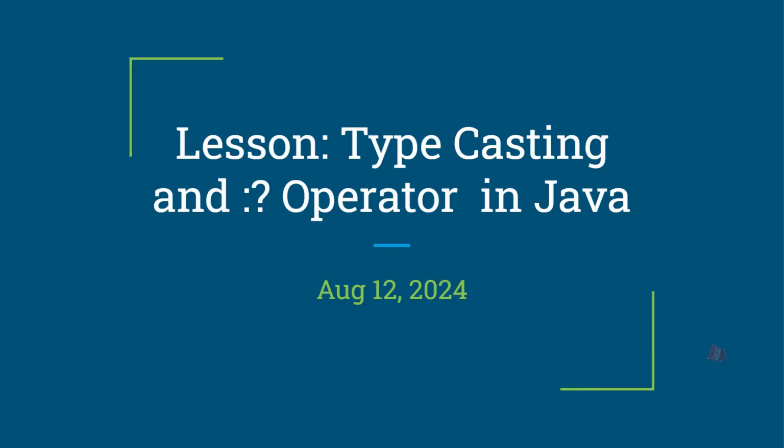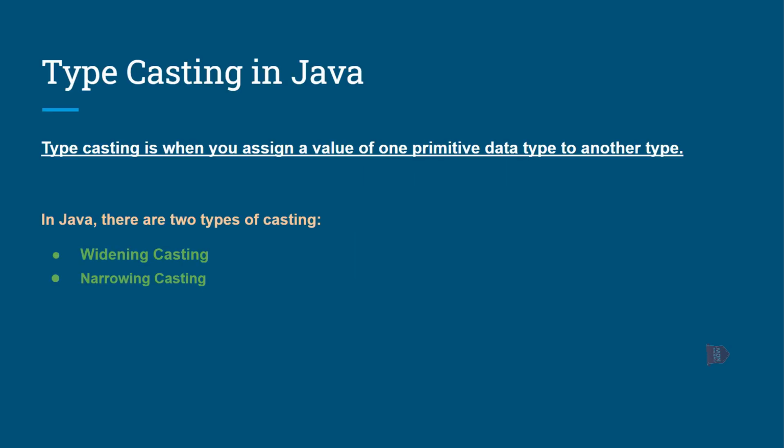Today we will talk about typecasting in Java and the ternary operator in Java. Typecasting is when you assign a value of one primitive data type to another primitive data type. Like if you want to convert a value of integer to string, we use typecasting. We have two types of typecasting in Java, widening and narrowing. Widening typecasting is automatic typecasting, and narrowing typecasting is manual typecasting.